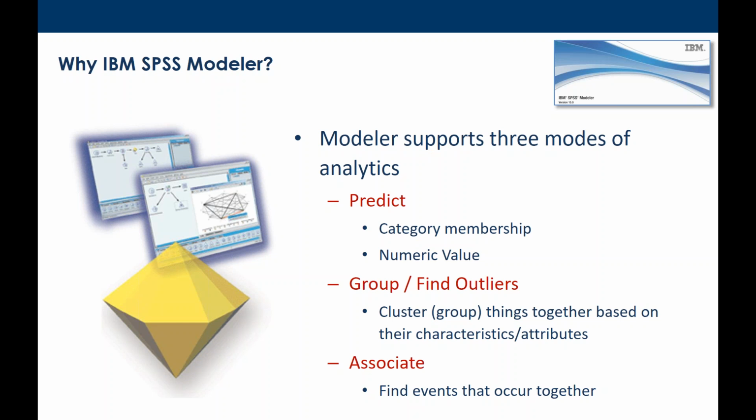Then we have things like association analysis. We're going to look at an example of that, where we find events that occur together, particularly things like products that get purchased together, but also things like failure. When you're looking at assets and part replacement, what sorts of parts tend to get replaced. So association analysis is another key area of Modeler.